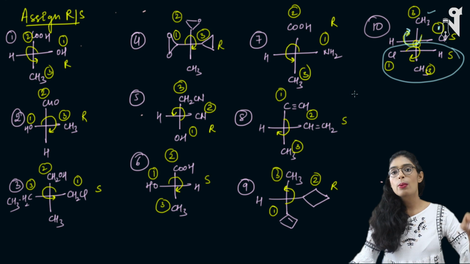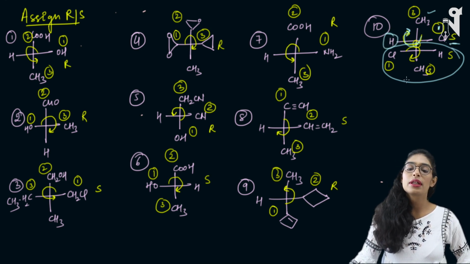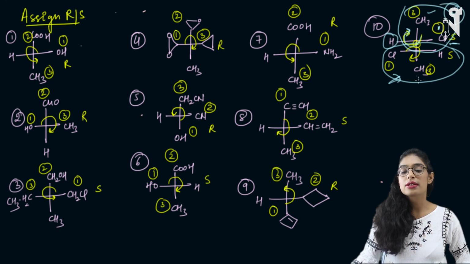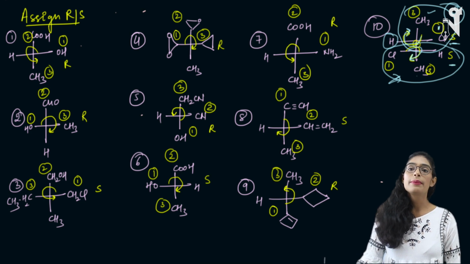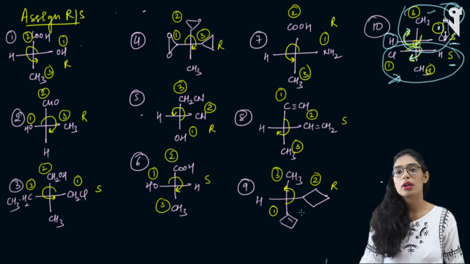This is clockwise. You have hydrogen over here, so it is S. Same thing you will do for the lower one. Chlorine gets the first position, this attachment gets the second position, and CH3 gets the third position. So the rotation is like this, which is clockwise again, and the configuration is going to be S. Why is the configuration going to be S? Because the fourth group is on the horizontal line.